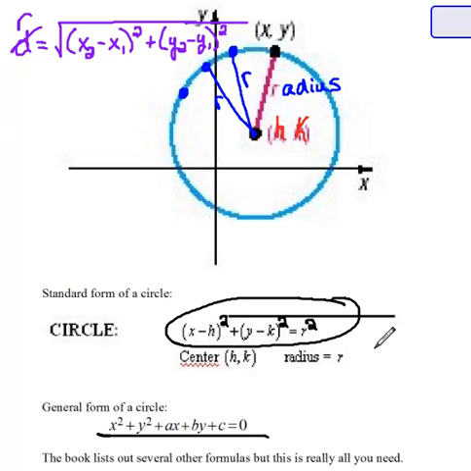Now, I realize if you're looking through a textbook, and it doesn't matter what textbook that you have, they all give you so many different formulas. They look at specific situations, whether the center is at the origin or not. They give you all these different formulas. You don't need all of that. This one formula is all you need, and you can really do anything you want to with a circle just from this standard form formula.